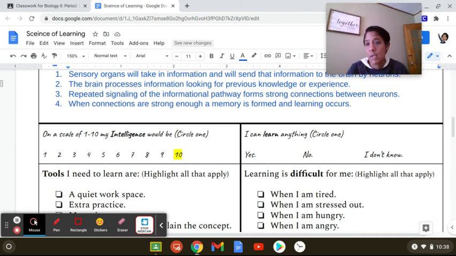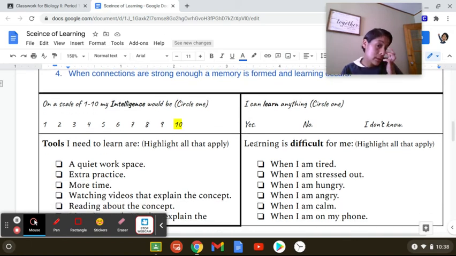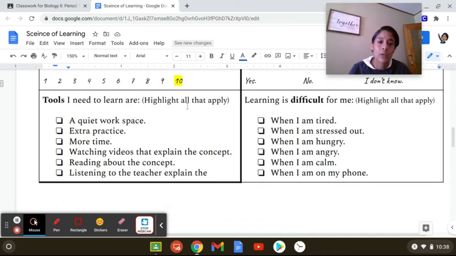So from here on down is all based on your opinion. So this part is left blank for you to fill in. So I want you to fill in the notes and then answer these based on your own ideas. On a scale of 1 to 10, my intelligence would be, I can learn anything: yes, no, I don't know. Tools I need to learn are, so you can highlight whichever ones you need.